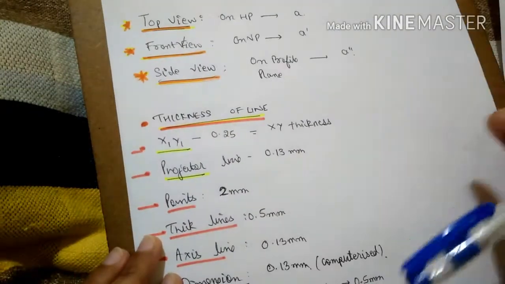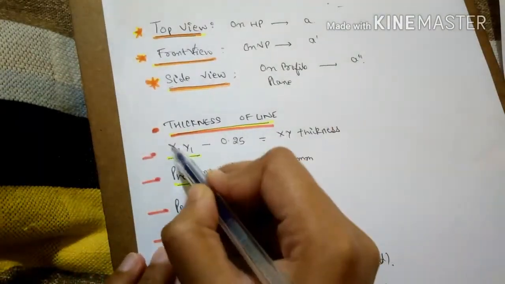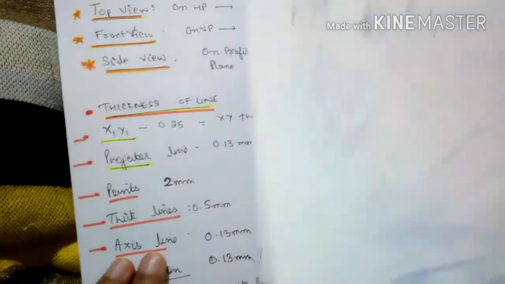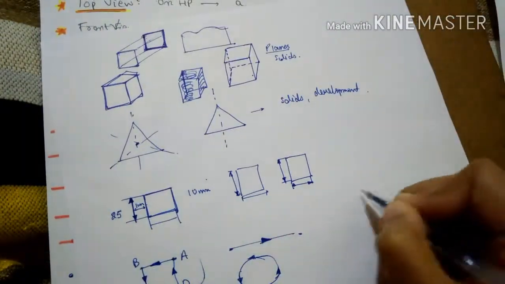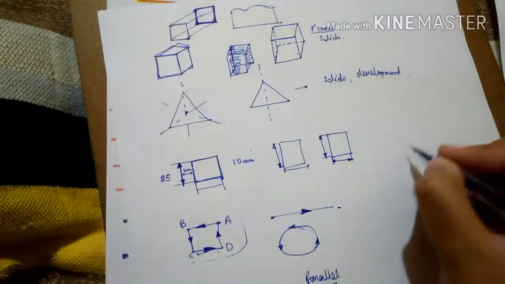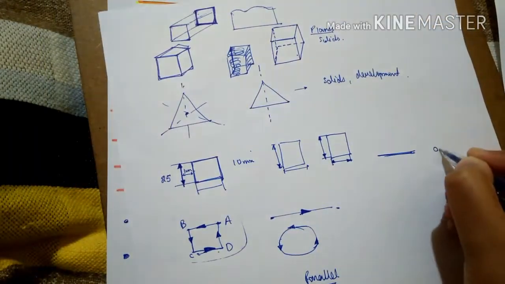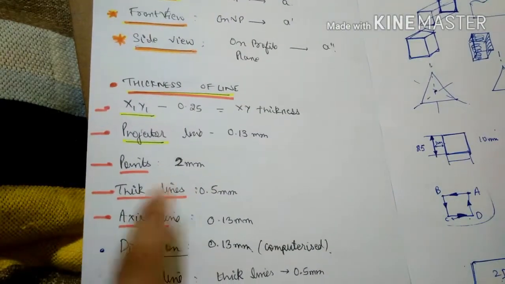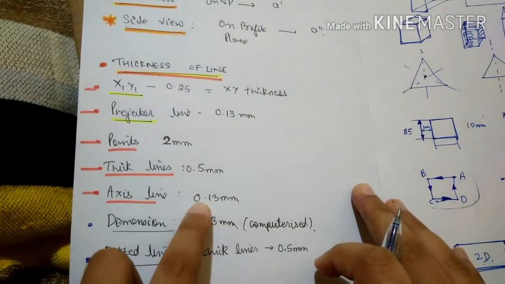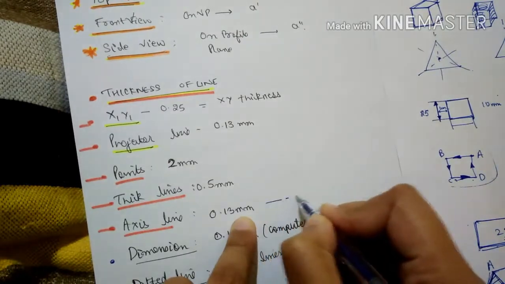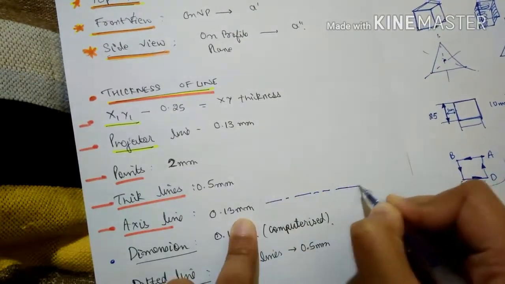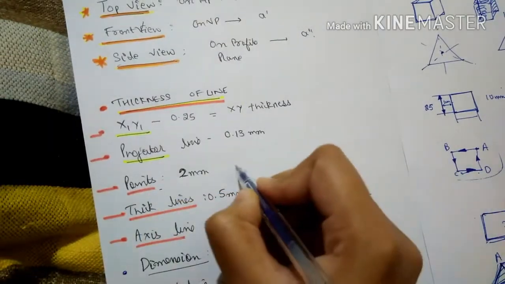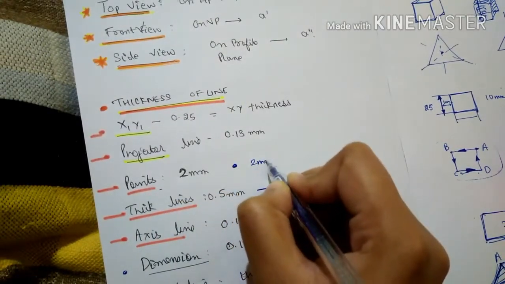Another thing to notice in the introduction is the thickness of the lines in the system. What are the thicknesses of lines? The thick line should be of measurement 0.5 millimeter. The axis line should be of 0.13 millimeter. These lines are thick lines. The points you draw should be of 2 millimeter.